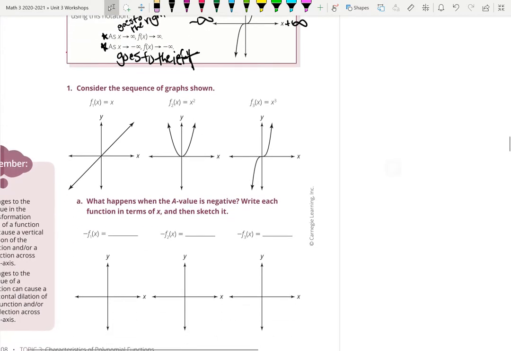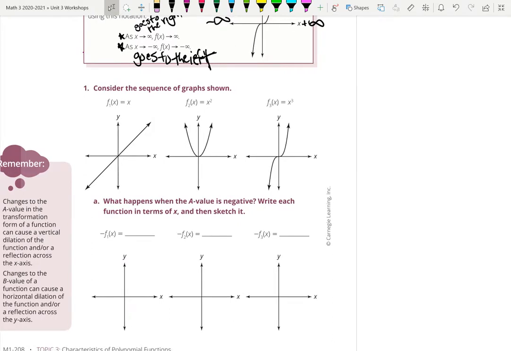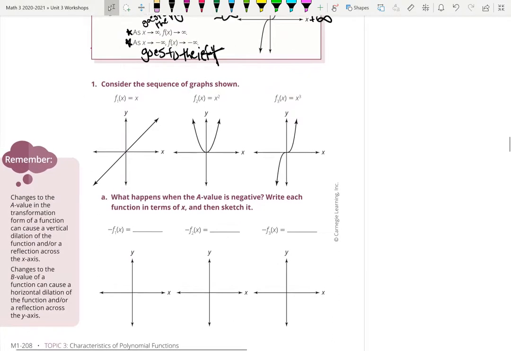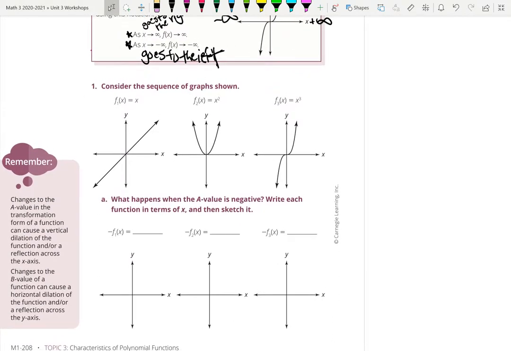What happens when the a value is negative? Write each function in terms of x and sketch it. If you want to pause and read, remember, the a value is what you multiply on the outside. This is going to cause a reflection across the x-axis. So negative f of x is going to result in negative x. What is that going to look like?